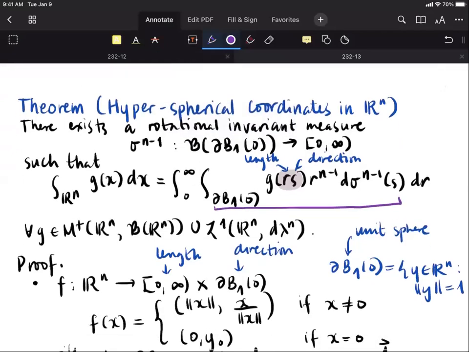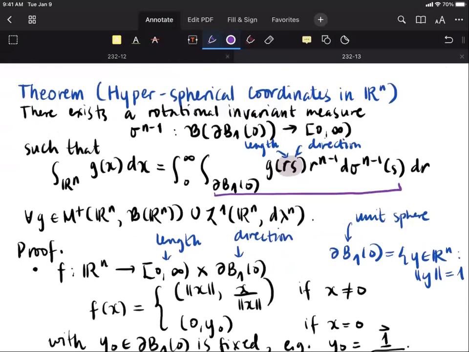Take note that this unit sphere is the boundary of the unit ball. And this inner integral is an example of what we call a boundary integral. So in the next lecture, we will discuss boundary integrals for general domains that are smooth enough.